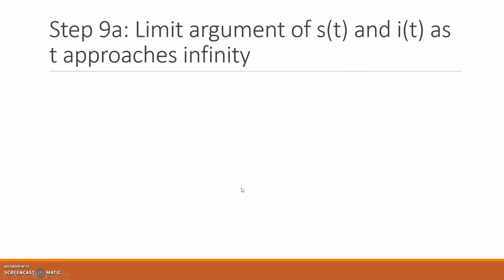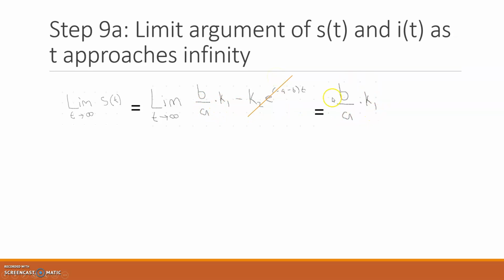So step 9a was using a limit argument on S of t and I of t as t approaches infinity for both of those. So if you do the limit of S of t as t approaches infinity, and you plug in S of t, you're going to get this. As t goes to infinity, this whole term here is going to approach 0, so it's going to go away, and you're just going to get the b over a times k1. If you do the same thing for I of t, this whole term here is going to go away since it's going to approach 0, so you're just going to get the k1 here.